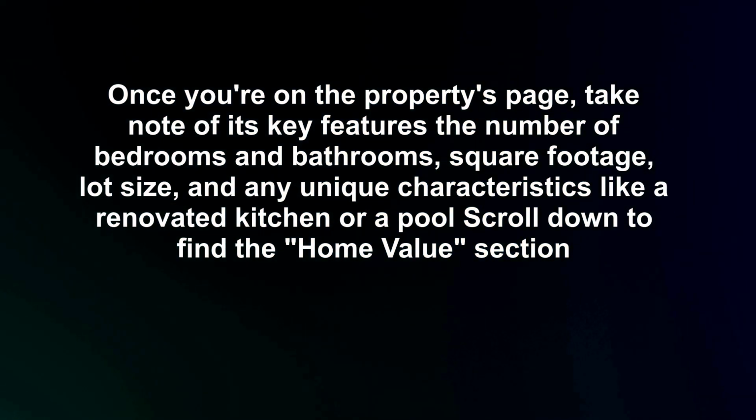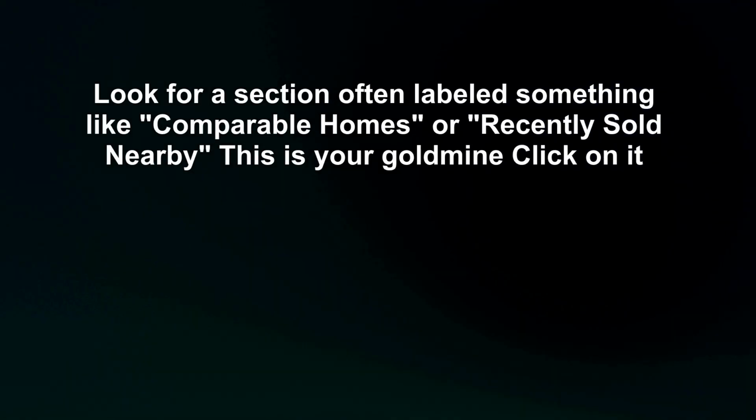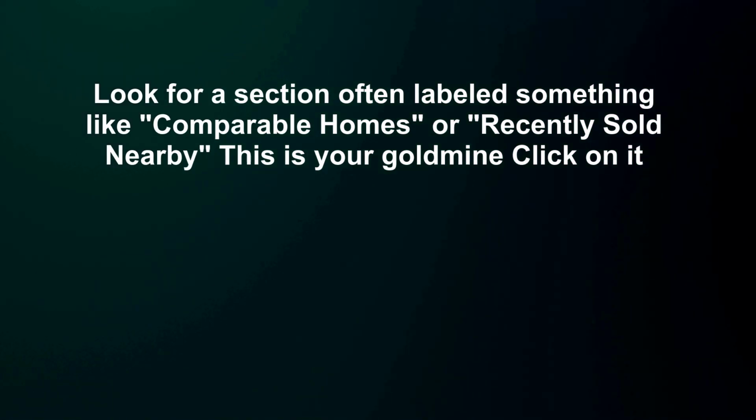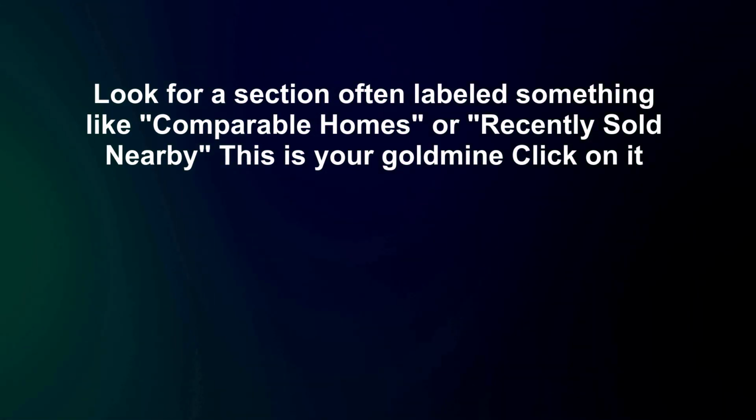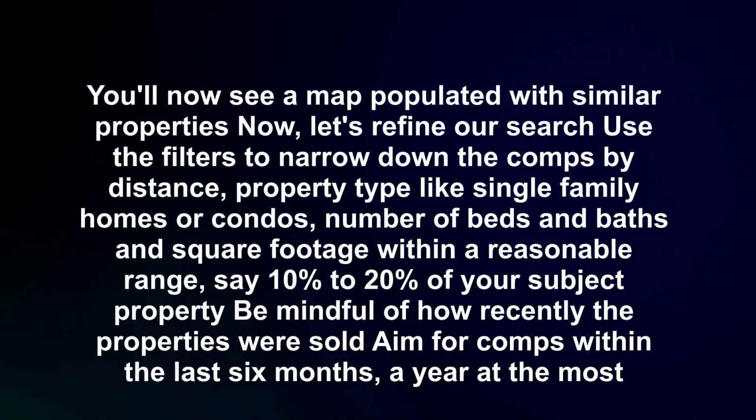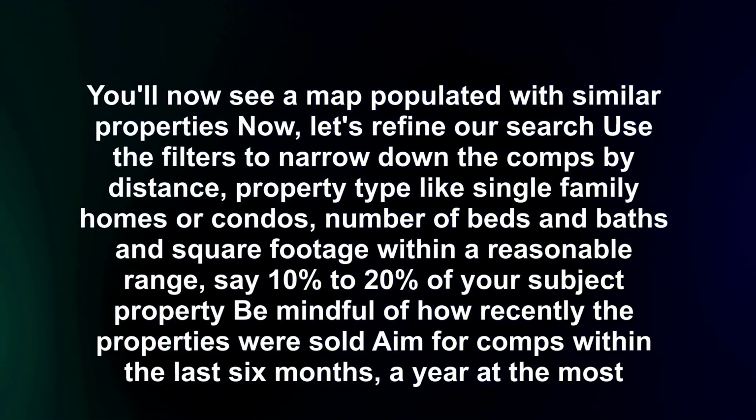Scroll down to find the home value section. Look for a section often labeled something like comparable homes or recently sold nearby. This is your goldmine. Click on it. You'll now see a map populated with similar properties. Now, let's refine our search.